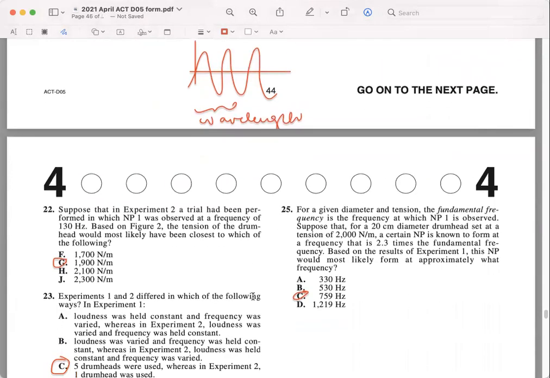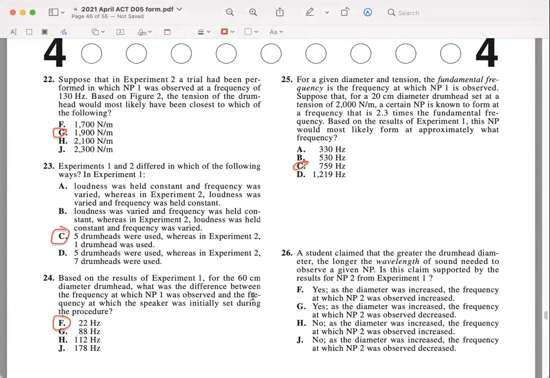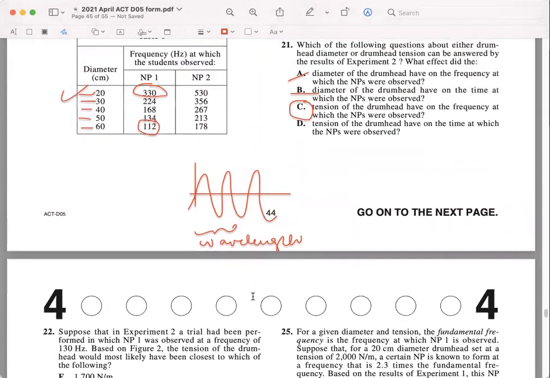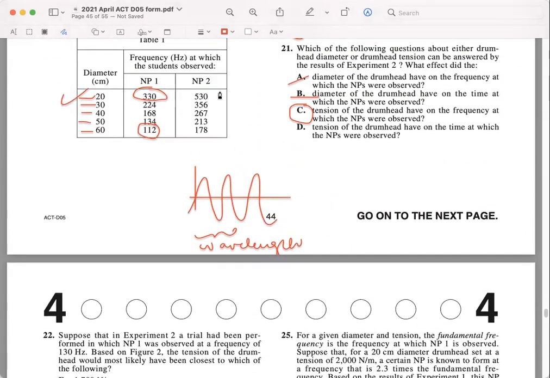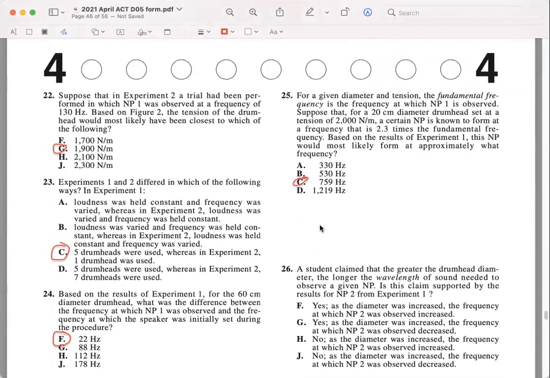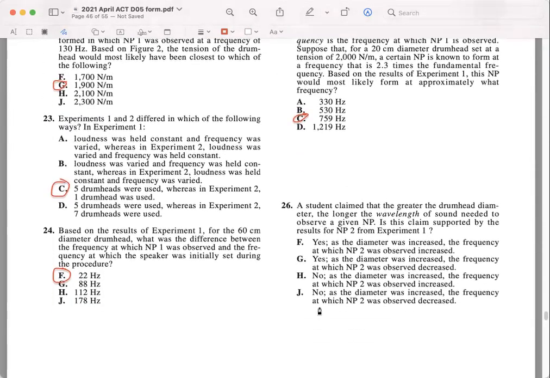So here you're saying that the greater the drumbeat diameter, the lower is the frequency at which NP2 is observed, right? So the greater the wavelength, the longer the wavelength, right? So that is correct. Yes, as the diameter was increased, the frequency decreased. So as the frequency decreased, the wavelength would increase, right? So G.